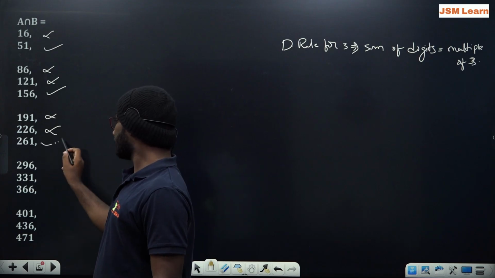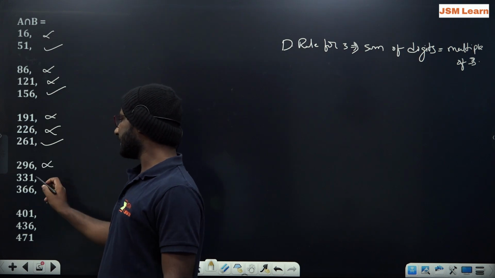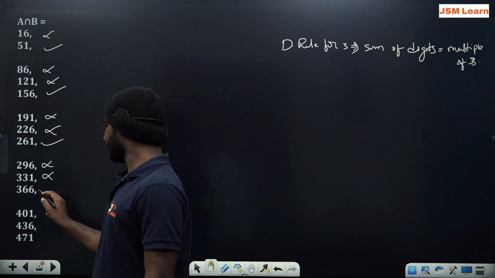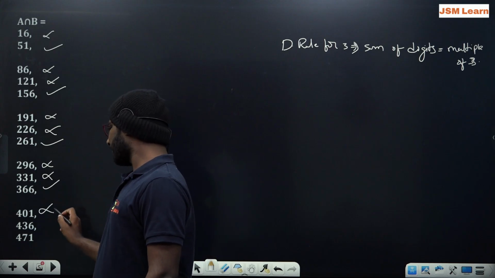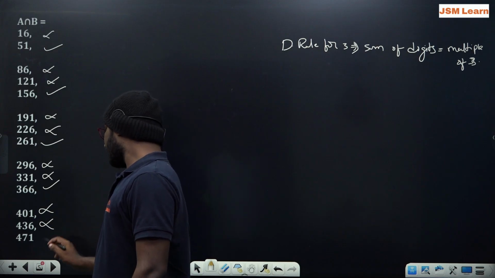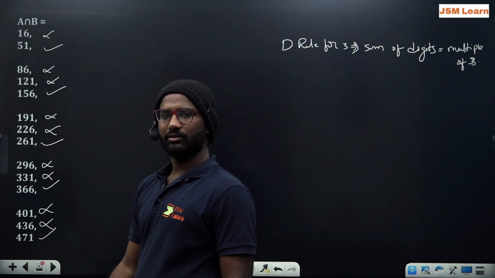Next 296, that is nothing but 17, not divisible. Next 331, 7 not divisible. 366, 15, it is divisible by 3. Next 401, 5 is not divisible. 436, 13 not divisible. 471, 12 is divisible by 3.